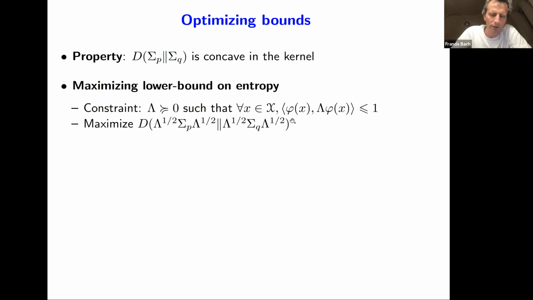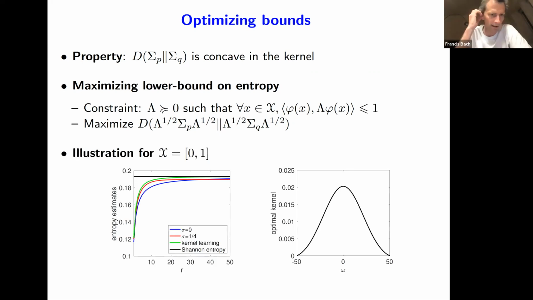The idea here would be, if you do some feature map, you parameterize your kernel through a PSD matrix. Since you want to preserve this unit norm bound, you maximize only over PSD matrices, and then you maximize this quantity. And this quantity is concave in lambda, not trivial. The proof is classical if you know about quantum information theory, but it's not that obvious. And you can maximize it, and this gives you an improved bound on entropy.